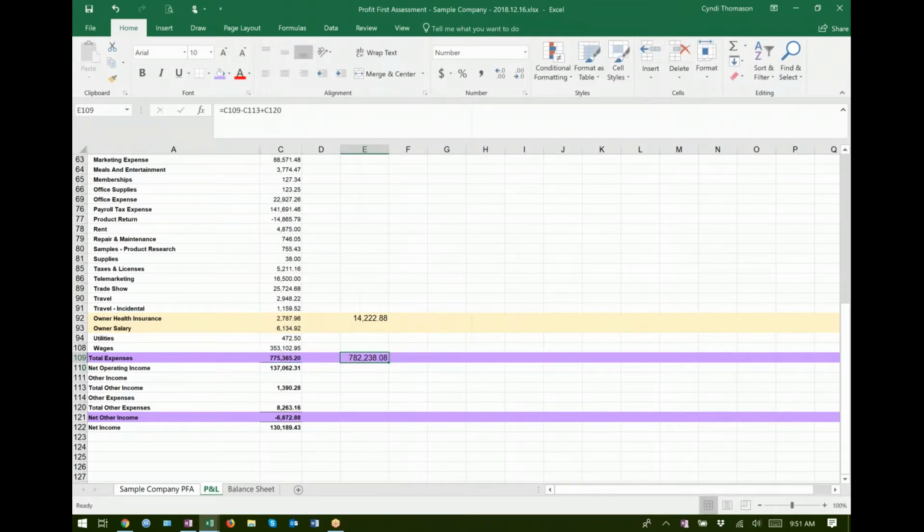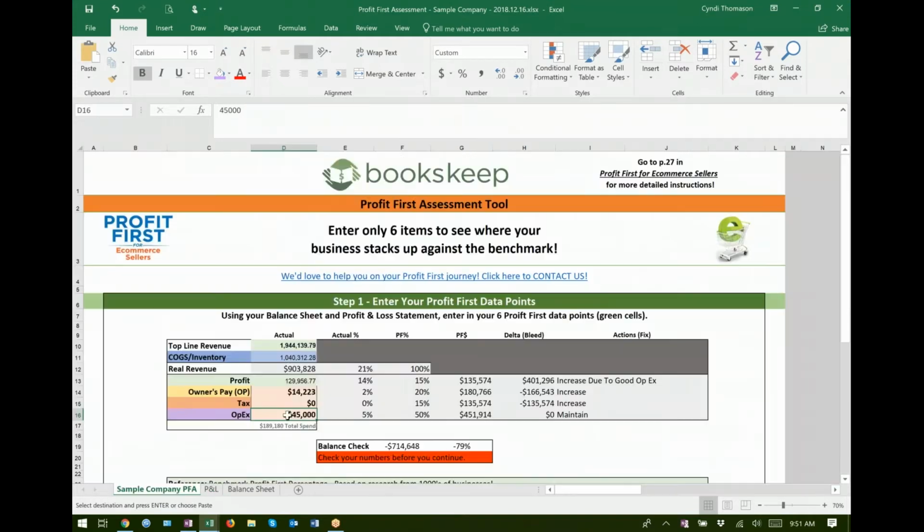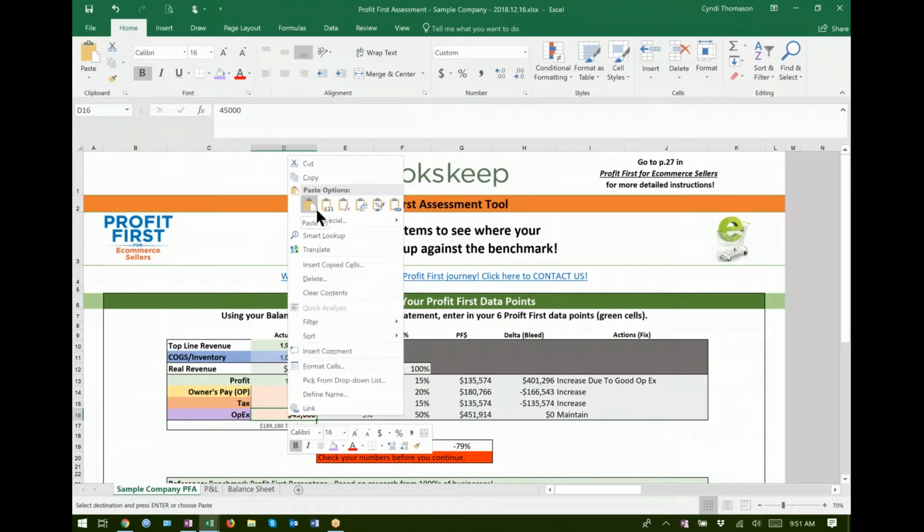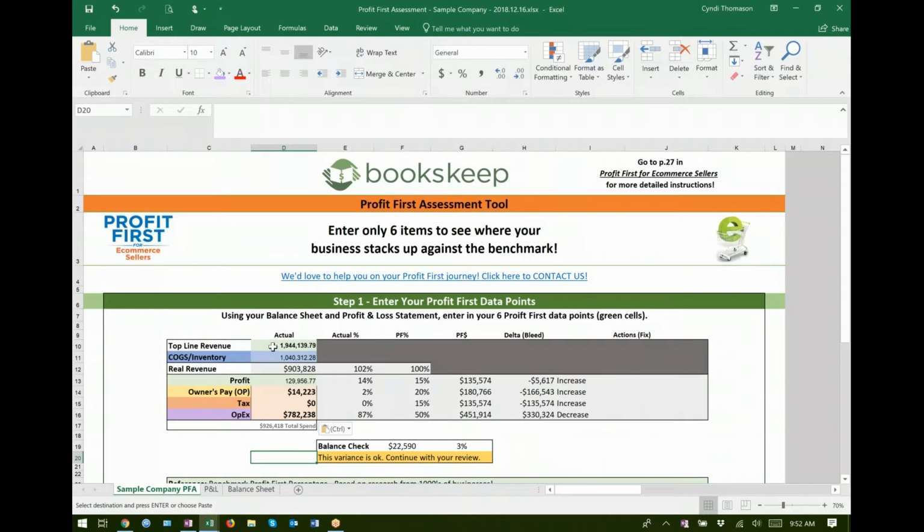We're going to copy it. And if we paste it with the values, it'll show up much better. When we run all of the numbers, our total expenses show up as $926,418 compared to this real revenue number of $903,000. So our balance is off about 3%. That's close enough. I wouldn't do any more on this account.